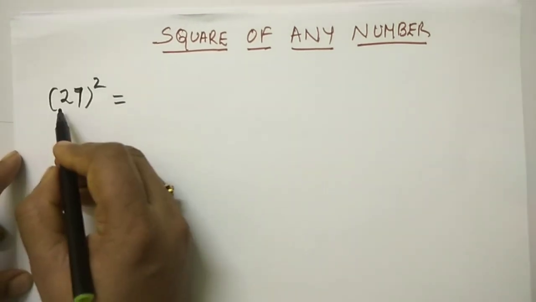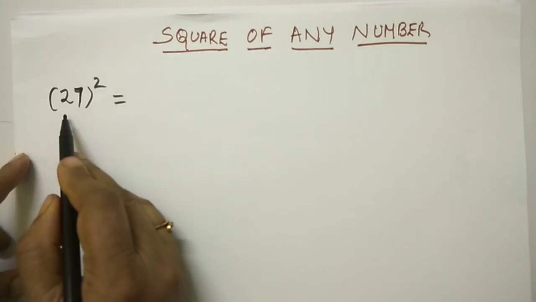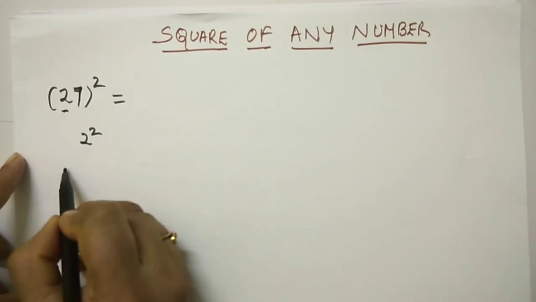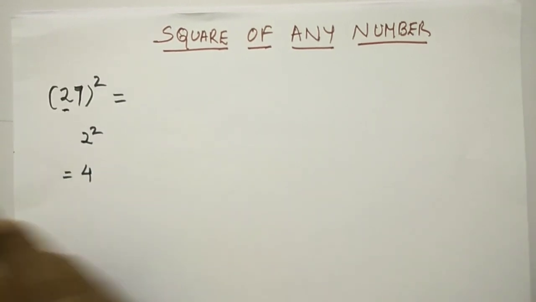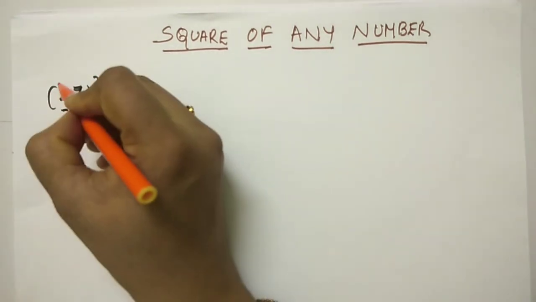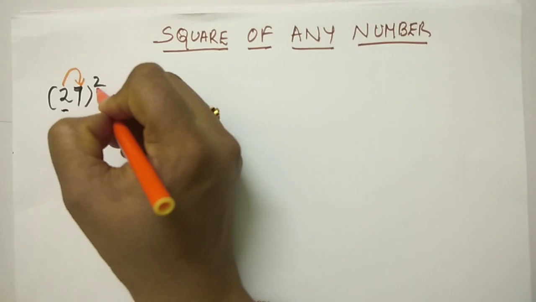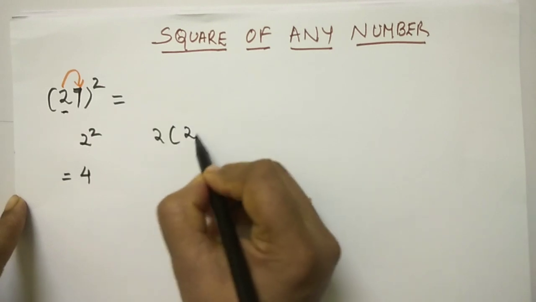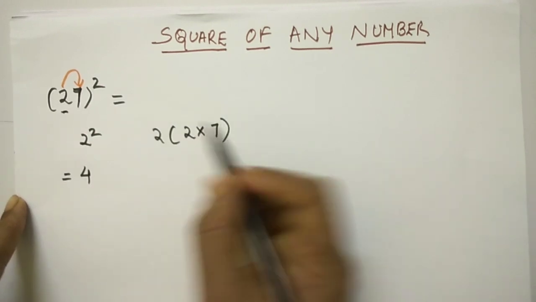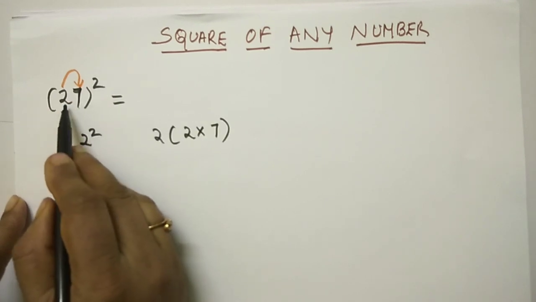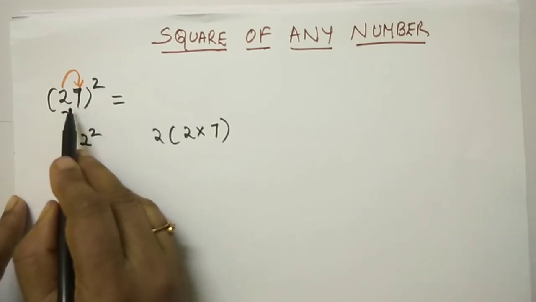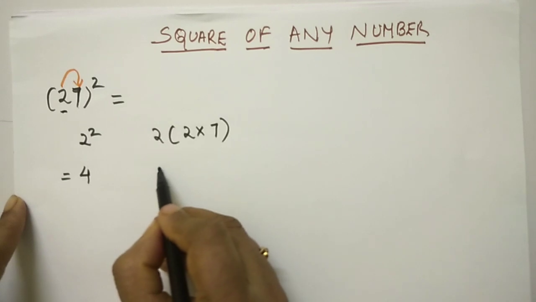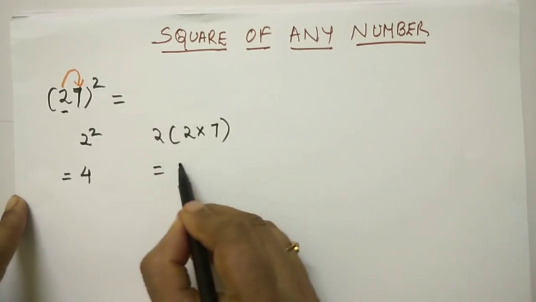If any problem is given, 27 whole square, first you have to write the square of the first digit, 2 square. You will get 4. Now, in the next step, you have to multiply these two with 2. That is 2 into 7. There is no middle term between them. It is only a double digit number, right? 2, 7. So you have to multiply 2 into these two numbers. 2 into 7 is 14, into 2. That is nothing but 28.